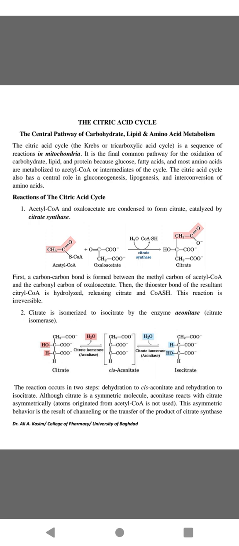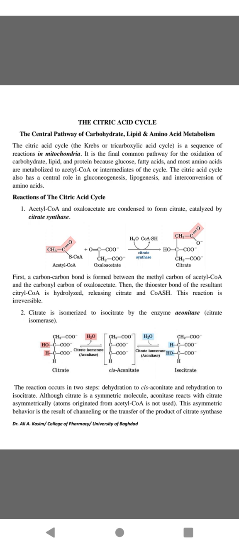The citric acid cycle also has a central role in gluconeogenesis, which means glucose is synthesized from non-carbohydrate sources. Next, lipogenesis. Lipogenesis is the process in which lipid is synthesized from carbohydrates, and there is also the interconversion of amino acids. So these are very essential intermediate molecules produced after metabolism.